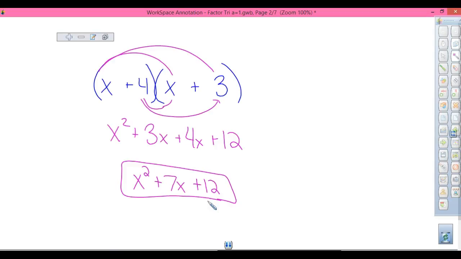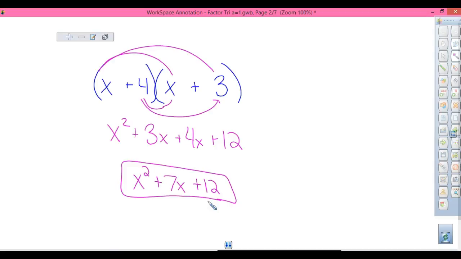So, tell me this. 12 is 4 and 3 what? Multiplied, added, divided? How do I get to 12 from 4 and 3? Multiply. Right? It's 4 times 3. So my last two terms multiplied. What about 7? It's my last two terms added together.